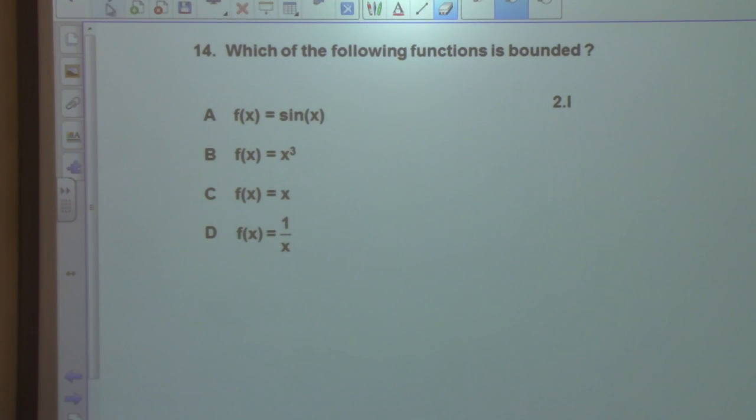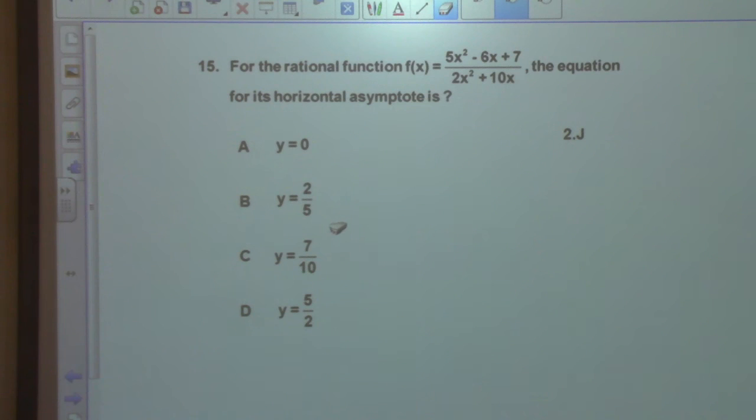Okay, next, 15. The rational function. What happens for this one, if bottom equals top, use the coefficients. So our answer is going to be y equals 5/2 for this one. And if you go to the table view and go all the way to the right, you should be able to see that also, right? Approach that. You have questions about that?